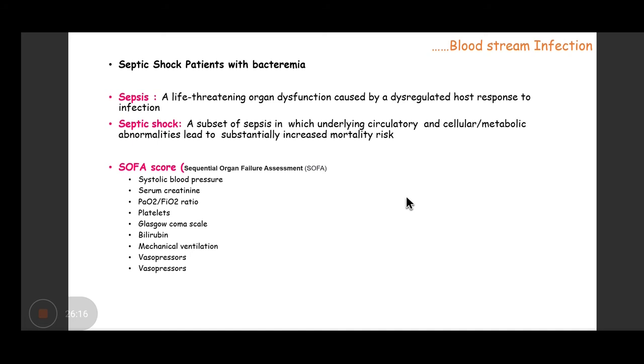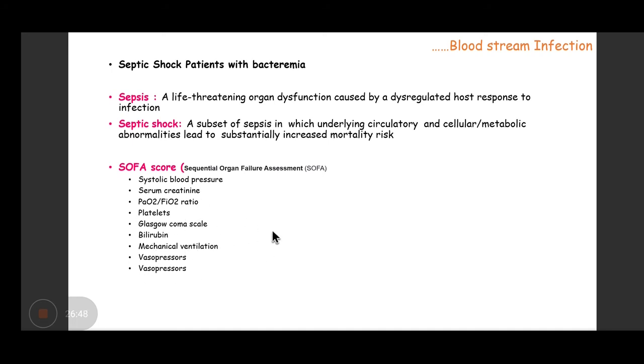So in septic bloodstream infections, very critical is sepsis or septic shock. But unfortunately, making the diagnosis of sepsis and septic shock is very difficult. So there is a criteria called the SOFA score, Sequential Organ Failure Assessment, which is based on a battery of tests. On the basis of these tests, you make a score, and on the basis of that score, you will say whether it is sepsis or not, right?